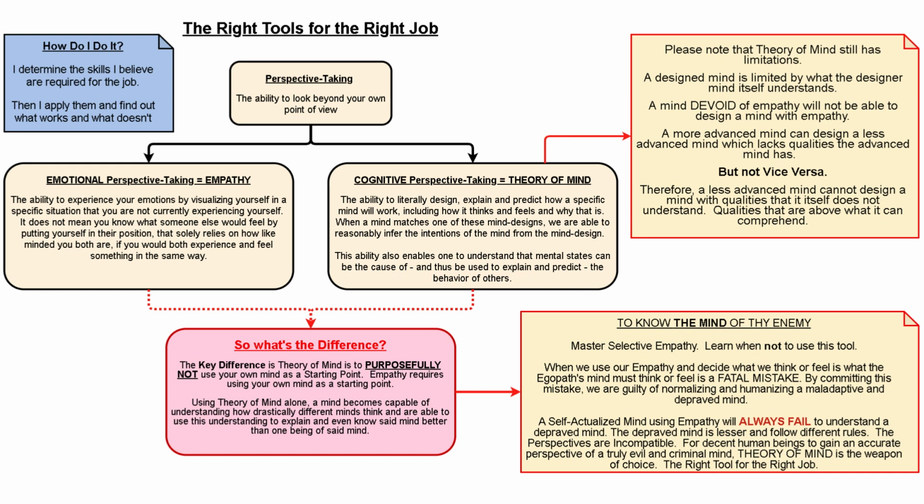And so now I will have a little note here, to the right. It says, please note that theory of mind still has limitations. So a design mind is limited by what the designer mind itself understands. I can't design a mind with an emotion that I myself don't understand. So a mind devoid of empathy will not be able to design a mind with empathy. It's not how it works. However, a more advanced mind can design a less advanced mind, which lacks qualities the advanced mind has, but not vice versa. Therefore, a less advanced mind cannot design a mind with qualities that it itself does not understand, qualities that are above what it can comprehend.